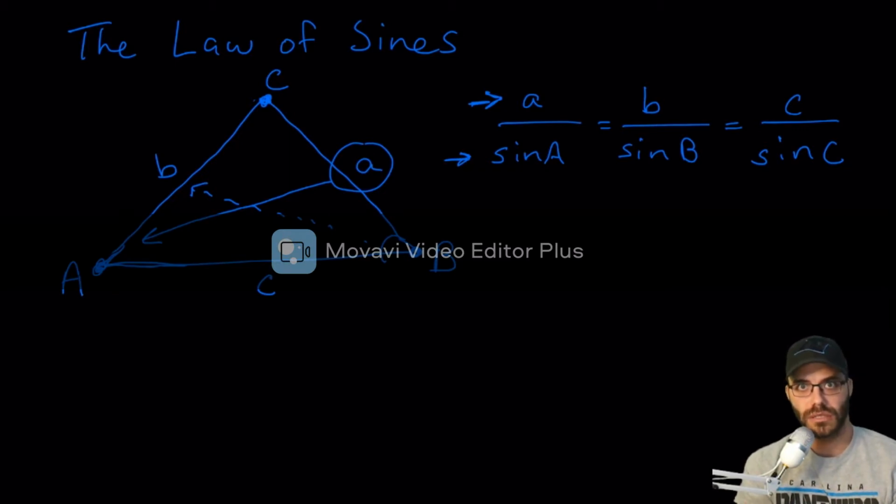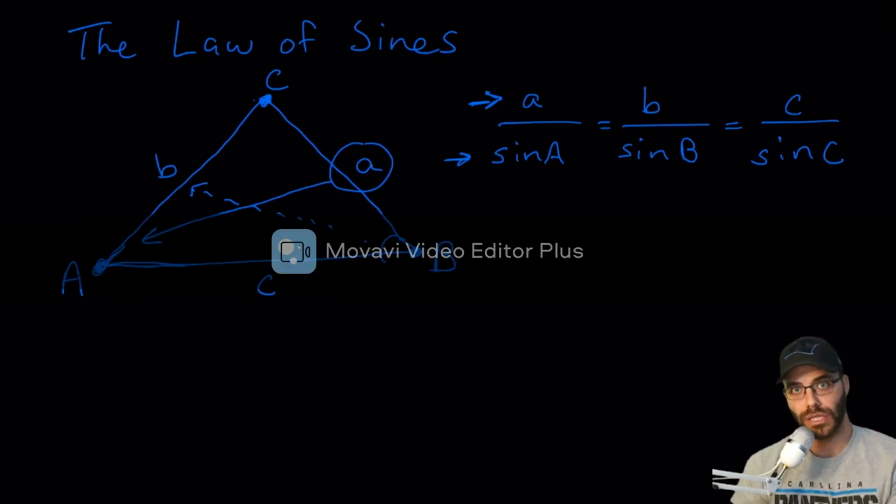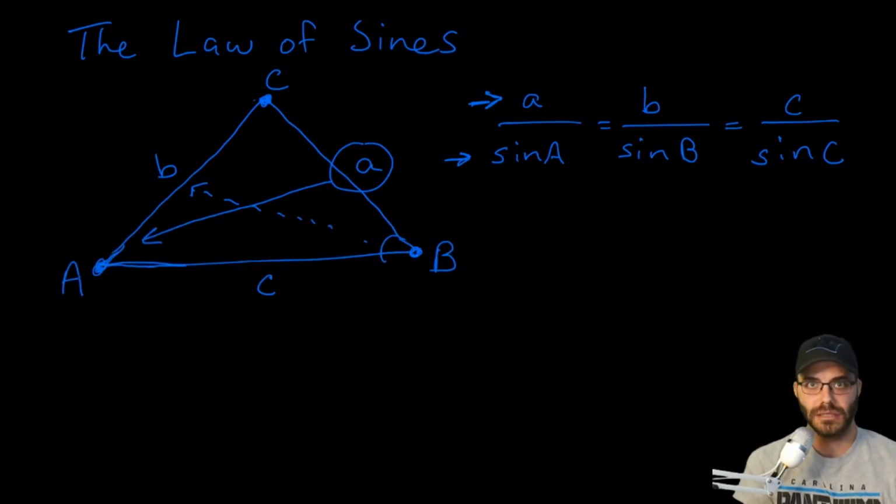That's your law of sines. So the ratio of side A over sine of angle A is equal to the ratio of side B over sine of angle B, which is also equal to the ratio of side C over sine of angle C. In this video, I want to discuss a special case of the law of sines, which is known as the ambiguous case.